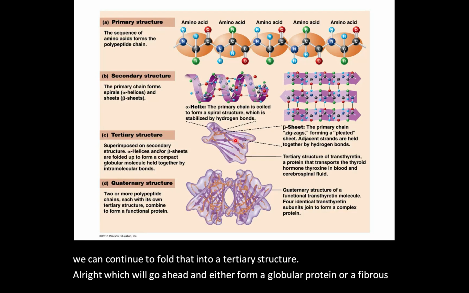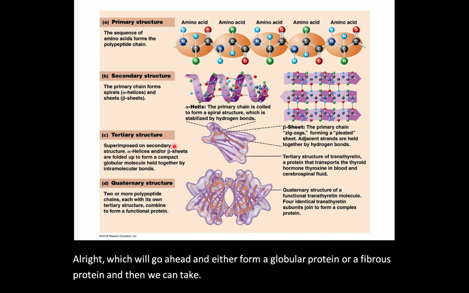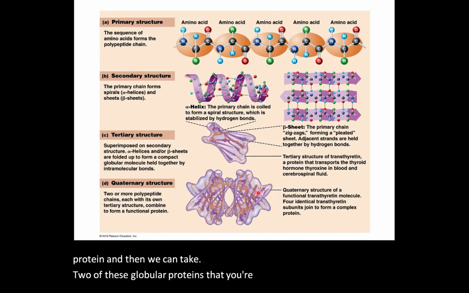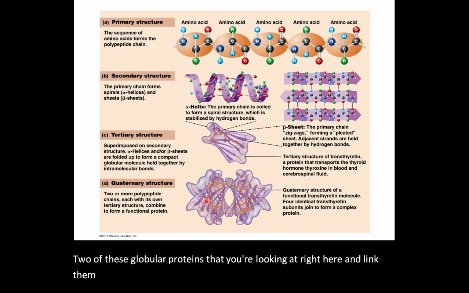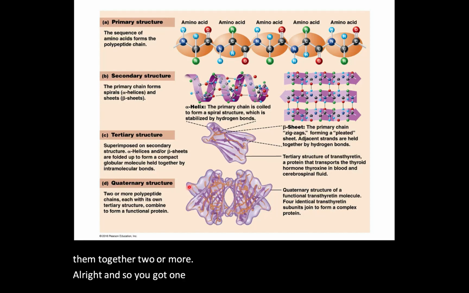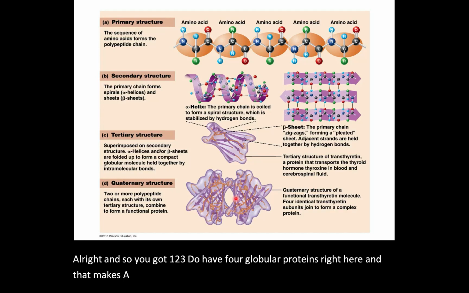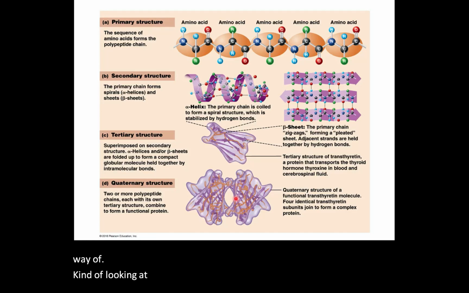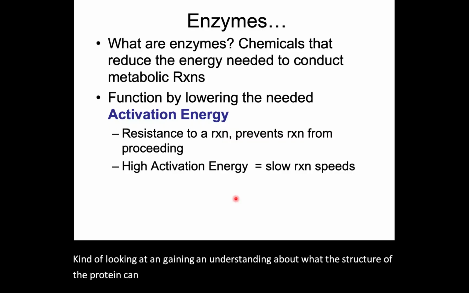And then we can take two of these globular proteins that you're looking at right here and link them together, two or more. So you've got 1, 2, 3. You actually do have 4 globular proteins right here. And that makes a quaternary structure or a quaternary protein. So that's a visual way of looking at and gaining an understanding about what the structure of the protein can be.